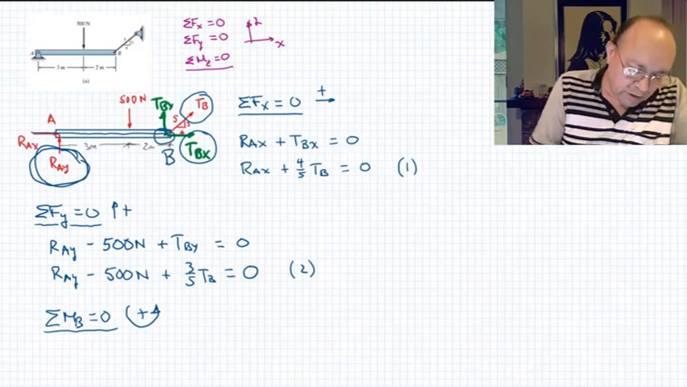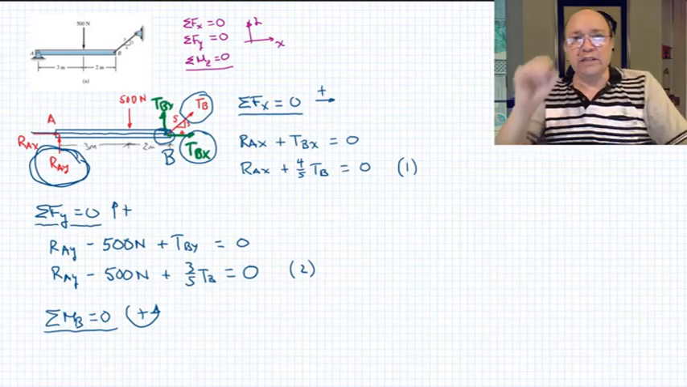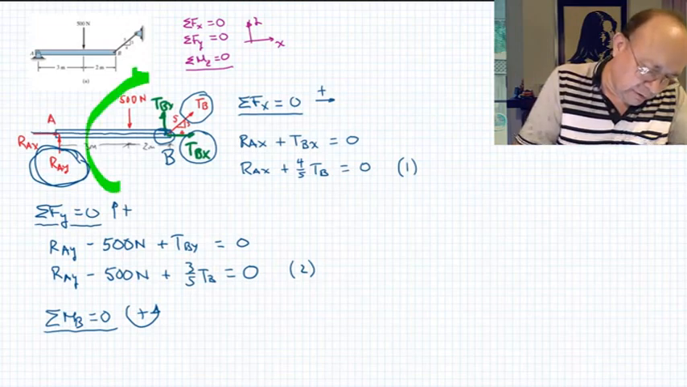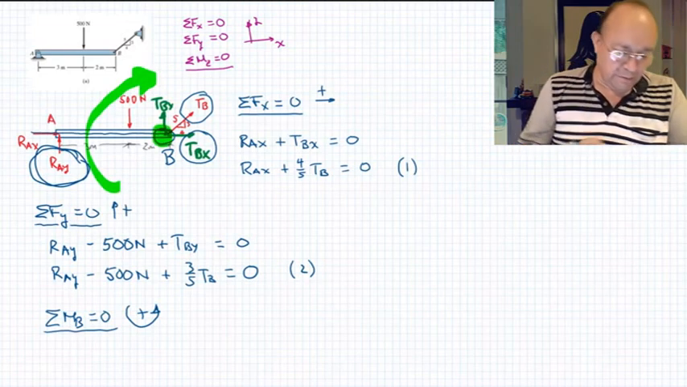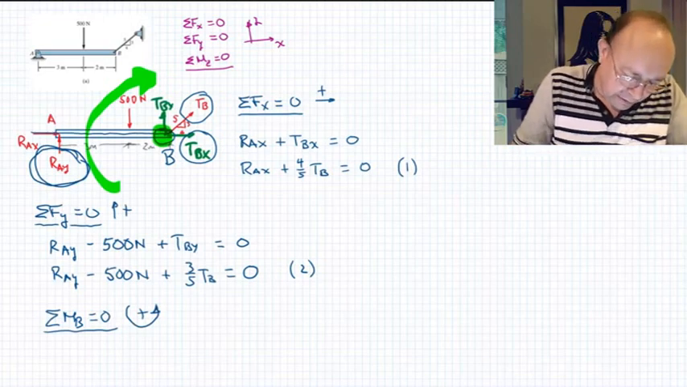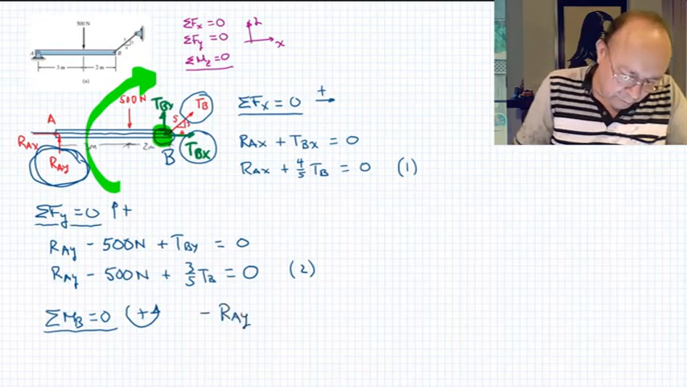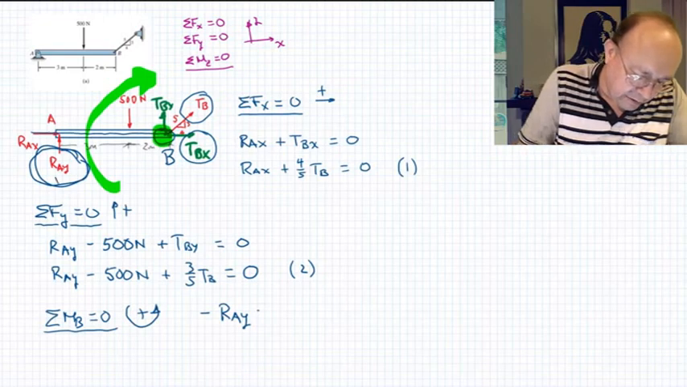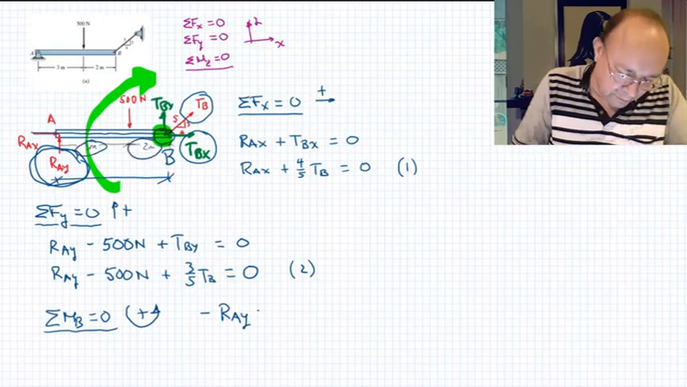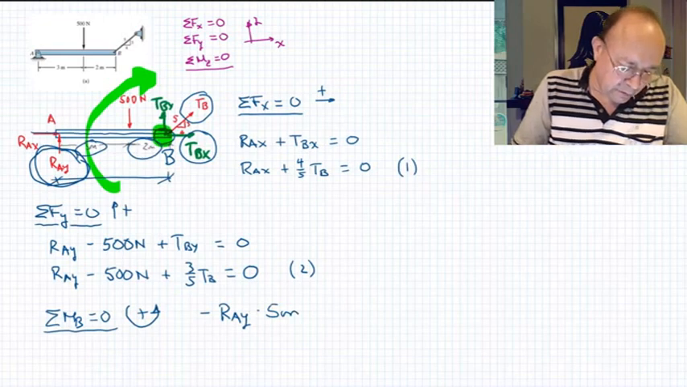So let's see. RAY produces moment with respect to point B in the clockwise direction, in this direction right here, around point B. So I have negative RAY multiplied by the lever arm. The lever arm is the distance from the force RAY to point B, which is 3 plus 2 meters, so it will be 5 meters.